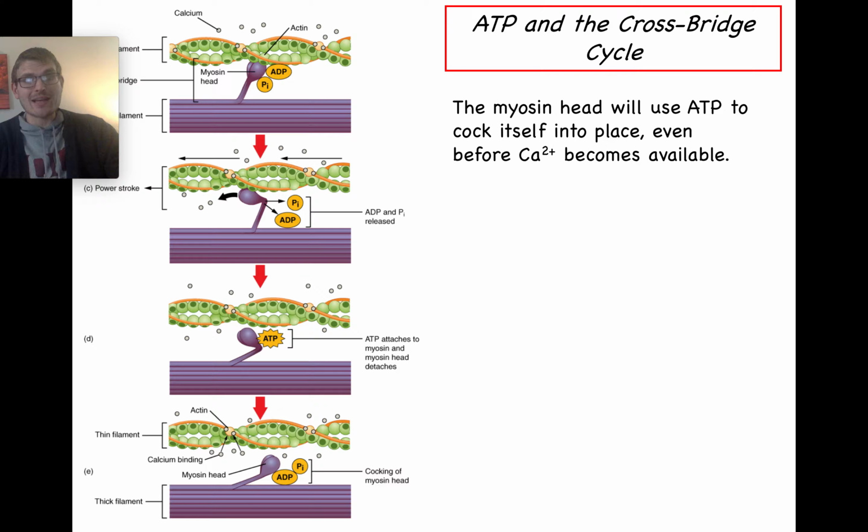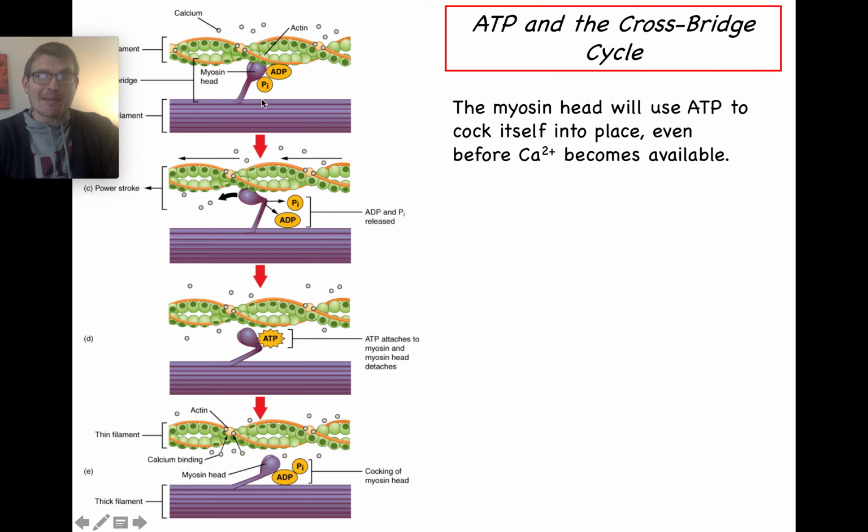I said it last time. With all of your relaxed muscles right now, so if you just relax your muscles right now, all of those myosin heads are cocked back and ready to go. That just because a myosin head is cocked back and rearing to go does not mean the muscle is contracted.